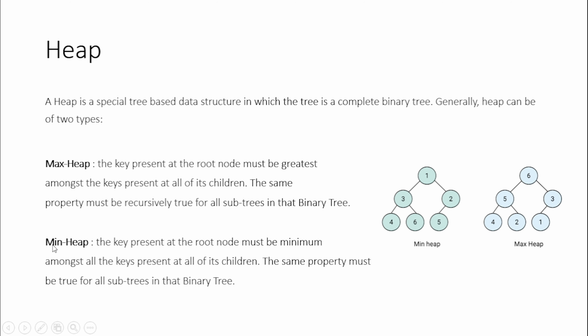Next we have min heap. The key present at the root node must be minimum amongst all the keys present at all of its children. The same property must be true for all subtrees in that binary tree. For example, this is our root node. So 1 is less than 3 and 2, 3 is less than 4 and 6, 2 is less than 5. So this is an example of min heap.